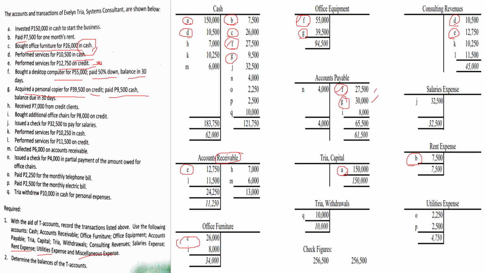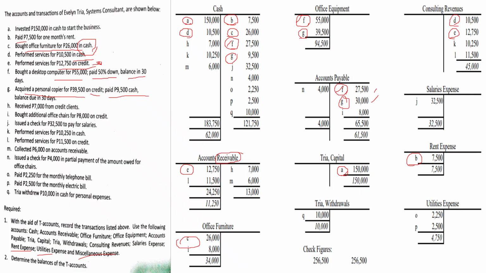Again, on letter G, we have one debit and two credits. Even if we have two credits, the total of our credits is still the same as our debit. Okay? And it should always be the same. Your debit should always be equal to your credit. Now let's proceed to letter H.